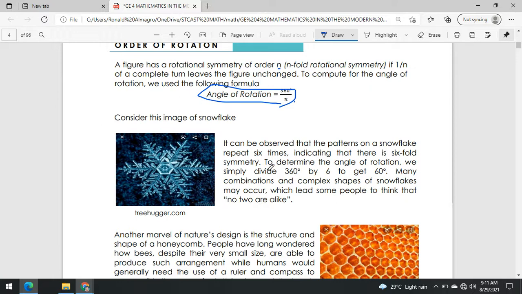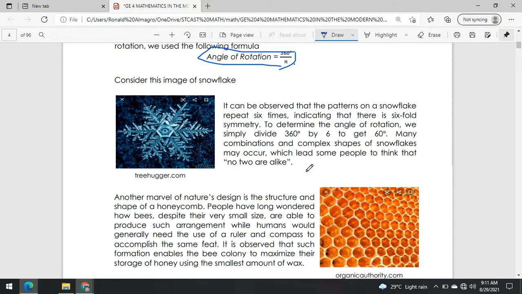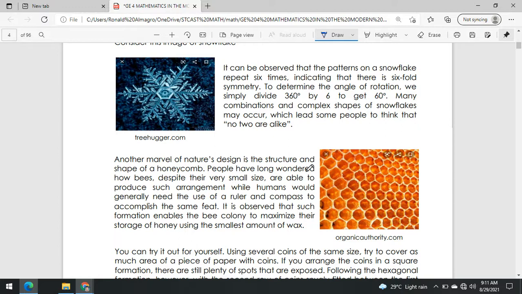Consider this image of a snowflake. It can be observed that the patterns of a snowflake repeat 6 times, indicating a six-fold symmetry. To determine the angle of rotation, we simply divide 360 degrees, the sum of the angles in one rotation, by 6.